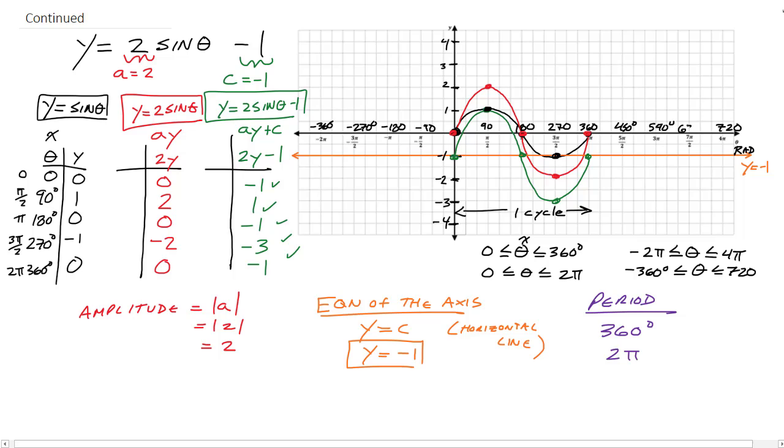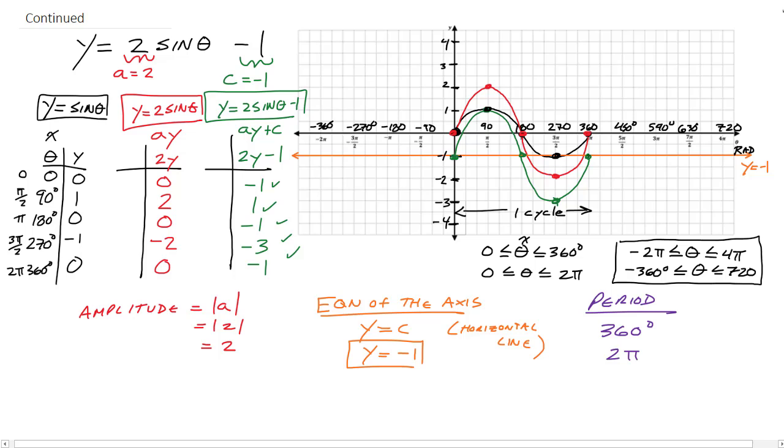And then you get to 630. And then 720. So there you go, right? So what if we want to extend that? I'm just going to extend the green graph for now. All we've got to do is keep the pattern. Starting from the top, we go negative 1 to 1 to 0 to negative 3 back to negative 1.